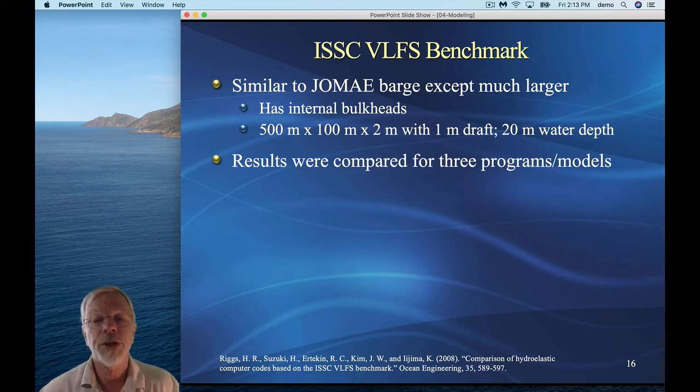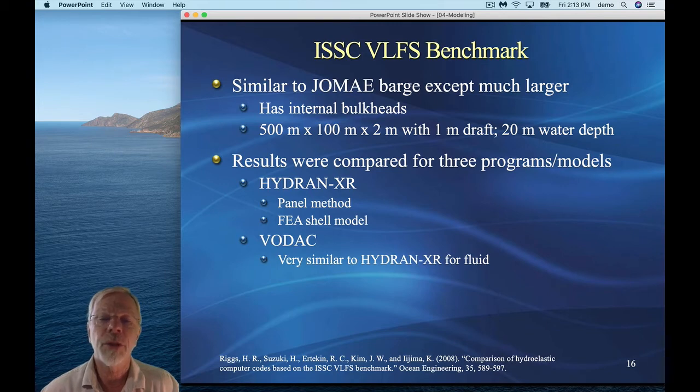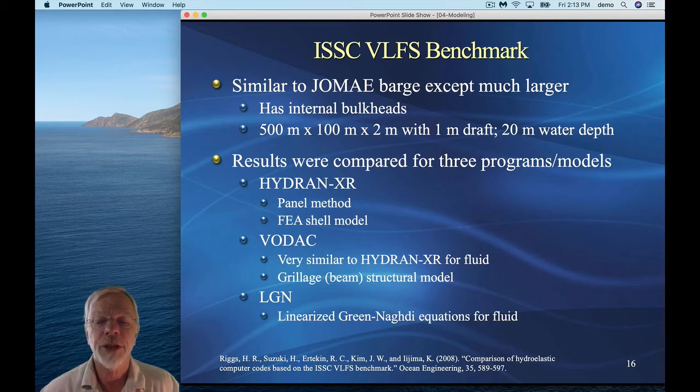Now the results for this case were compared for 3 programs and different models. First, HydroSTAR, which uses the panel method for the fluid and a finite element shell model for the structure. Second, VODAC, which is a Japanese code that uses a very similar fluid model, but it uses a grillage or beam structural model. And finally, in the third, the linearized Green-Naghdi equations were used for the fluid, and a flat plate model was used for the structure.